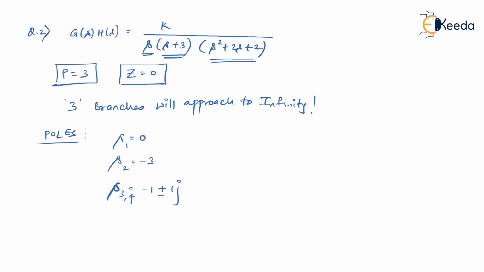So I can call this as S3 comma S4. So there are total 4 poles. Okay, there are no 3 poles, there are 4 poles. If there are 4 poles, it means there are 4 branches that will approach to infinity.